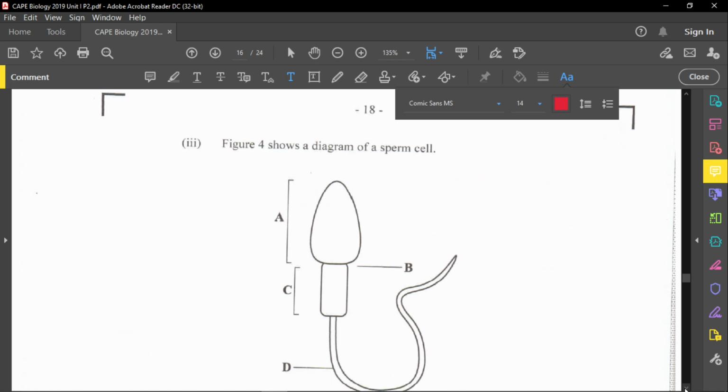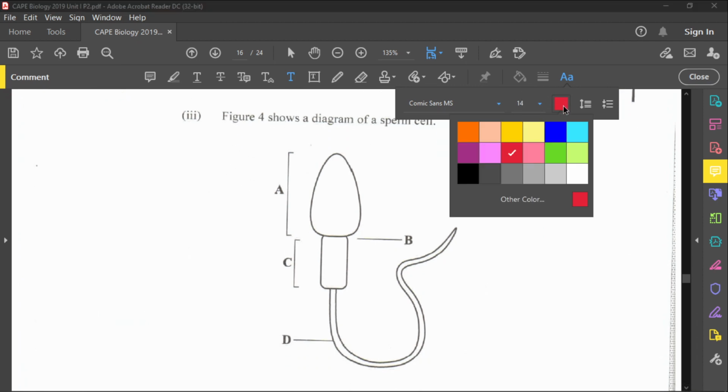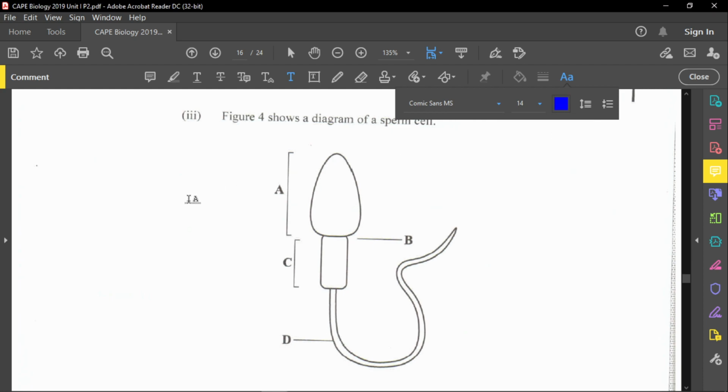And the next part of the question here is, figure 4 shows a diagram of a sperm cell, okay? And so we have 4 labeled parts of a sperm cell right there. All right, so let's label quickly before we actually do anything. I know they're going to ask us some questions pertaining to this, but what I want to do is just quickly label, and then I get into the next part of the question in terms of what they're actually asking us.